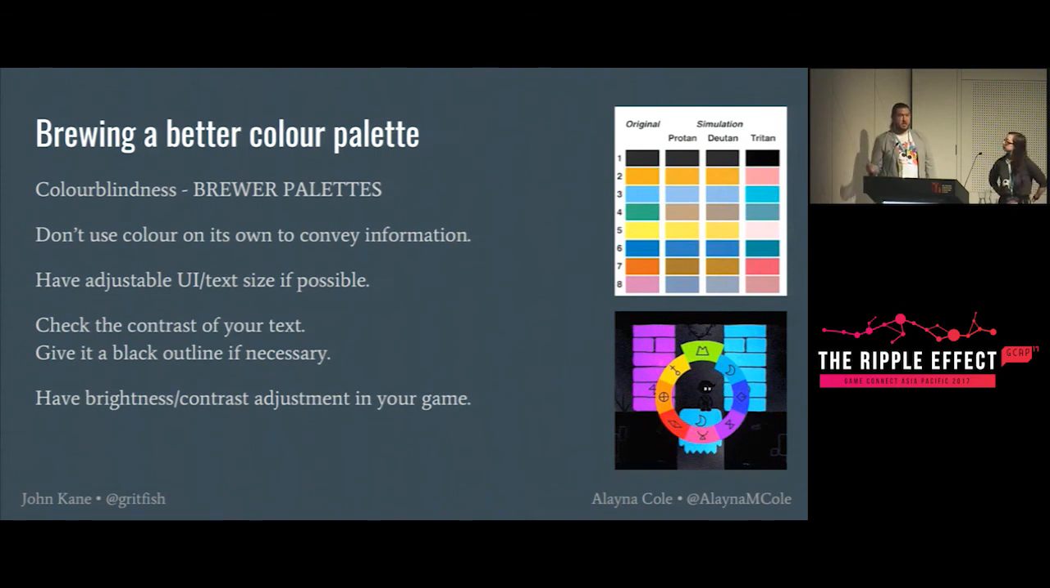If you're using text, make sure that your text is high contrast compared to the background. There are tools online to test that. They're HTML-based tools, but you can just put in hex colors and double check. Have brightness and contrast adjustment in your game. They seem like a strange AAA thing that's in there for sort of no reason, but also they are actually really useful for a lot of people.